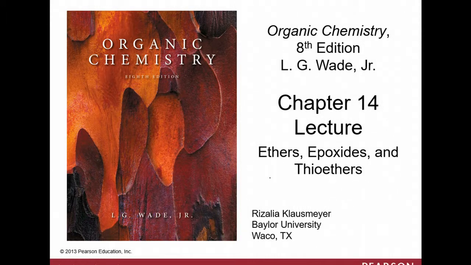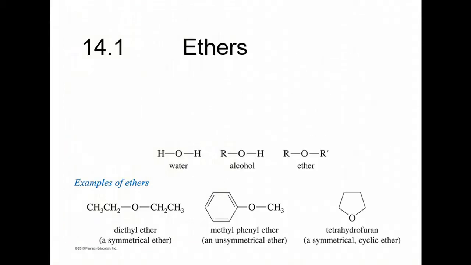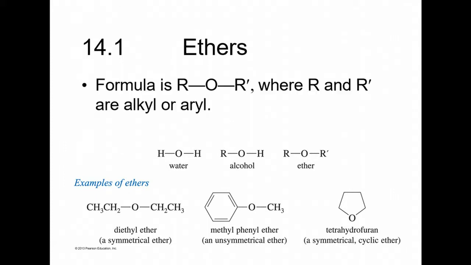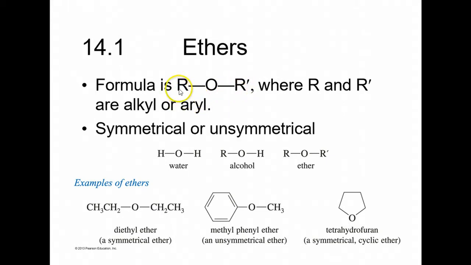All right, chapter 14 is about ethers, epoxides, and thioethers. First thing, just to remind you what ethers are. Ethers have the general formula of some sort of R group, followed by an oxygen, followed by another R group, where your R groups can either be the same or different. If the two R groups are the same, it's a symmetrical ether. If they are different, then obviously they would be unsymmetrical.